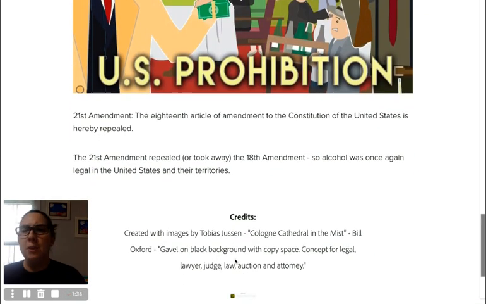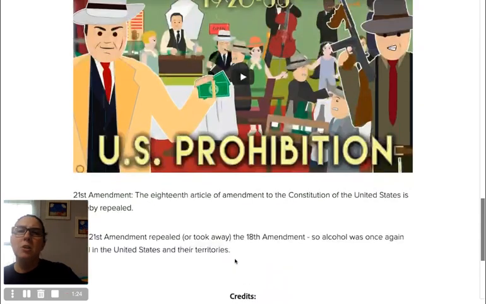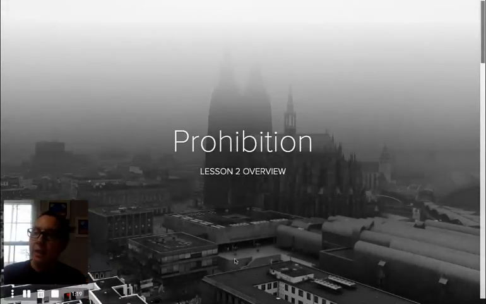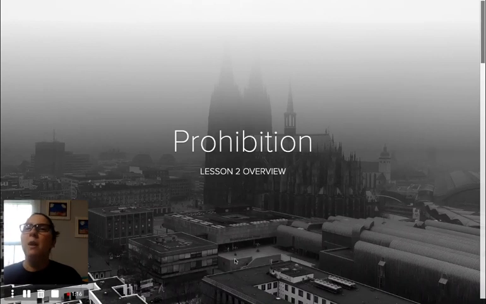We do know that the 21st Amendment was added to the Constitution in 1933. It actually repealed or took away the 18th Amendment so that alcohol was once again legal in the United States and its territories. And so Prohibition was not successful, but it is one of the first attempts of the U.S. government in recent times to interfere and to make reforms and changes within the economic climate of the United States. And so as you go into lesson 2, this is what the focus is going to be. At the end of lesson 2, you should be able to tell how Prohibition is linked to the rise of organized crime within the United States.